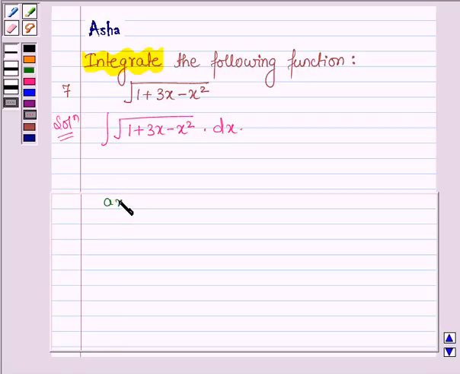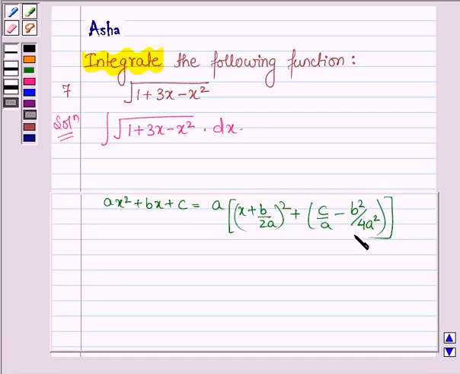Now if we have a polynomial of the type ax square plus bx plus c, then it can also be written as a into x plus b upon 2a whole square plus c upon a minus b square upon 4a square. So let us try to write 1 plus 3x minus x square as the sum of the squares of two polynomials with the help of this.